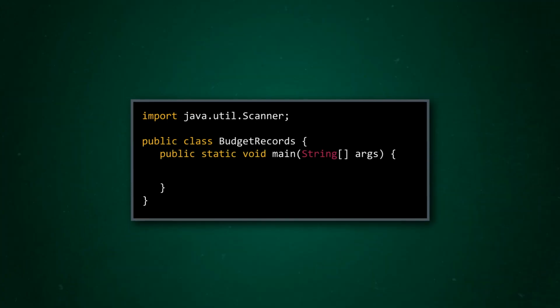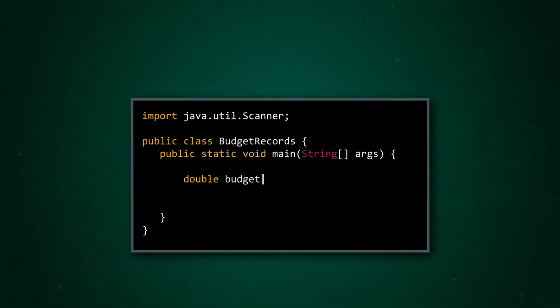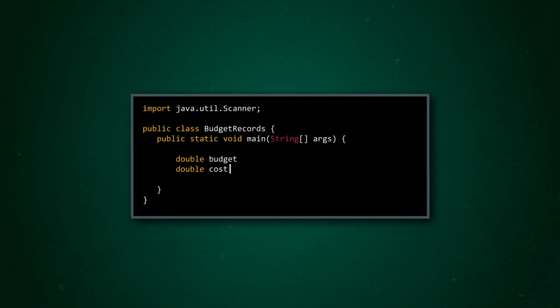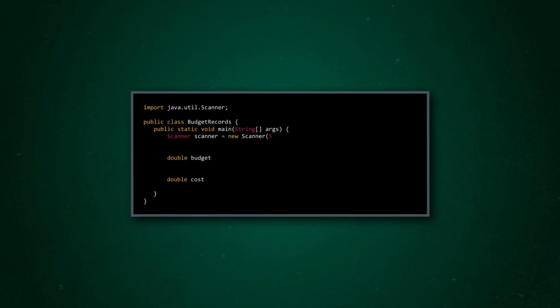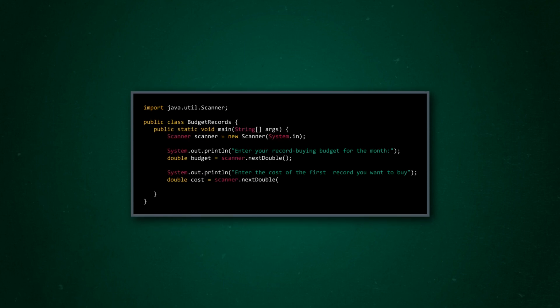She starts with some key variables. First, she'll create a double variable to represent her budget for the month, and another double variable called cost, which will be the cost of the first record she wants to buy. Both of these values will be user inputs thanks to the scanner.